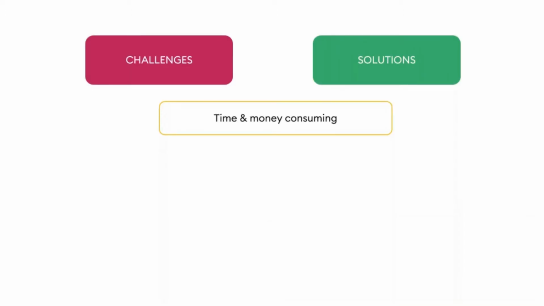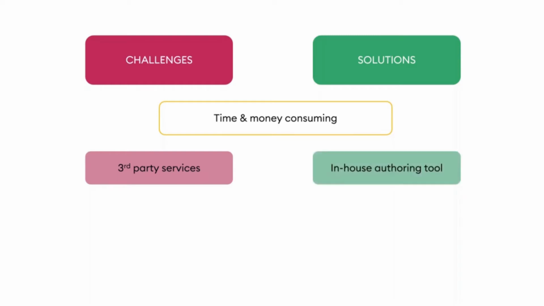Now, let's see how iSpring can help you with each challenge. Challenge number one: when a training organization uses third-party services for content creation. With iSpring, you have your own authoring tool like iSpring Suite that allows you to create your training materials in-house without going to third-party services.